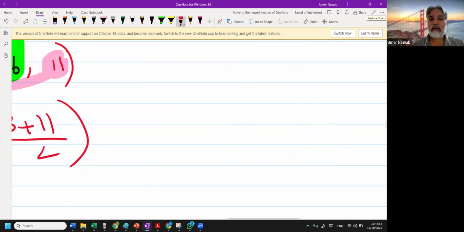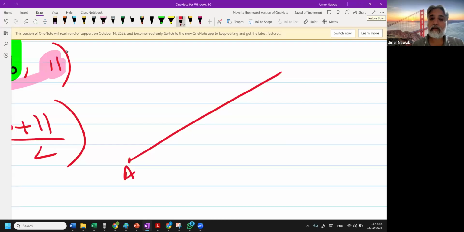And where is that midpoint? If you have this A point and this is the B point, obviously the midpoint will be somewhere here. I hope it is clear to you.